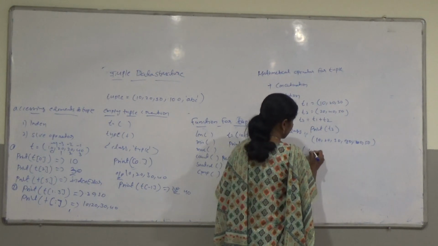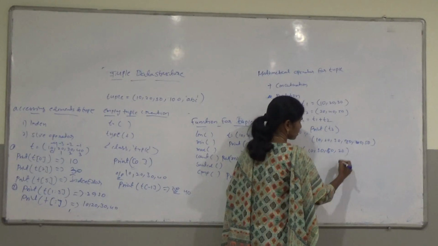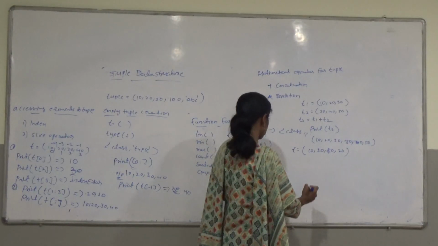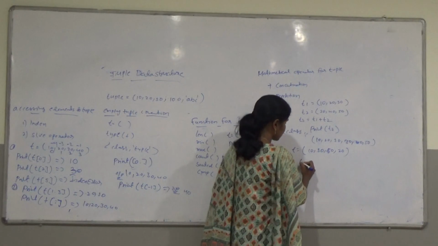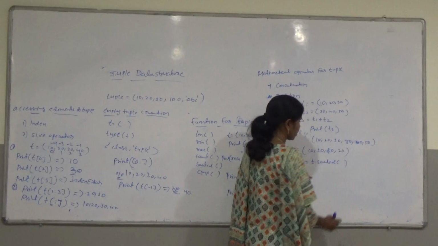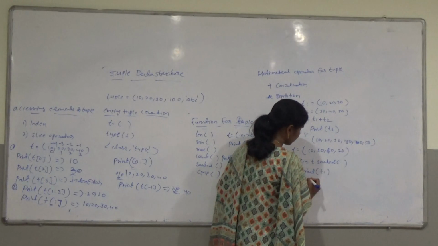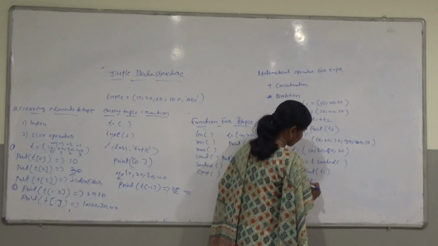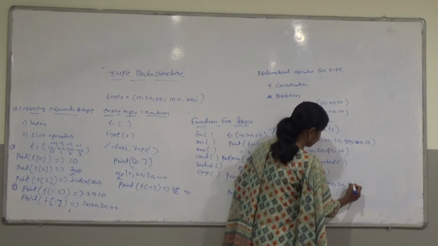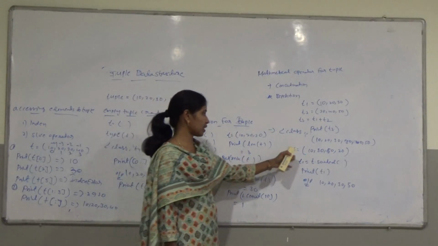Next, the sorted function. For example, t = 10, 30, 50, 20. This is not a sorted order. By using the sorted function, the given elements are sorted. t1 = sorted(t), and print(t1). What is the sorted order here? 10, 20, 30, 50. The sorted function returns the given elements in sorted order.